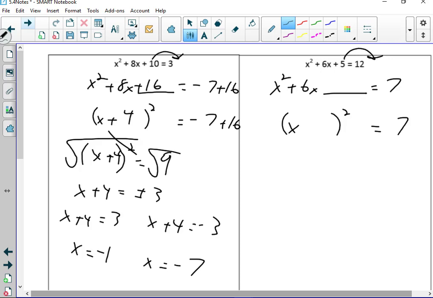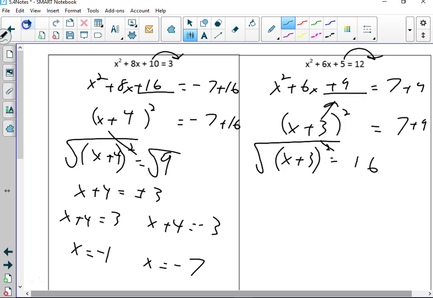What's half of 6? 3. So we put plus 3. I put this arrow here, at least in the notes, to remind myself what I'm doing. I'm going to square it. So I'm going to put plus 9 here, plus 9 here, plus 9 here. So, x plus 3 squared equals 16. Now to get it by itself, just simply square root both sides.